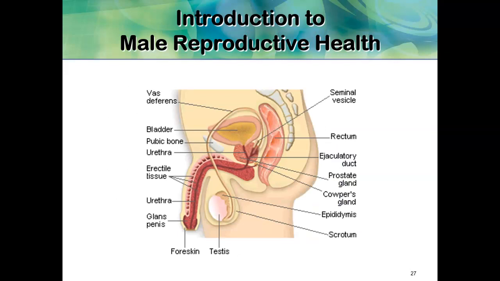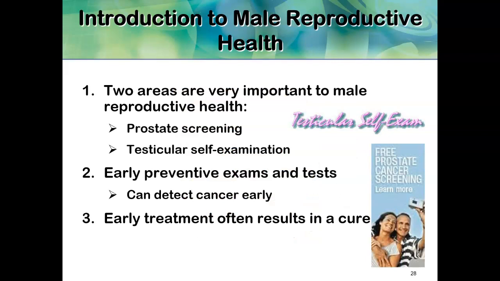Okay, so now we're going to take a look at male reproductive health. There are two areas that are really important in terms of male reproductive health, and the two areas are prostate screening and a male performing testicular self-exams. These types of tests and exams can help detect cancer early, which is super important, just like with colorectal cancer, because early treatment often results in a cure and a much better prognosis for the patient.